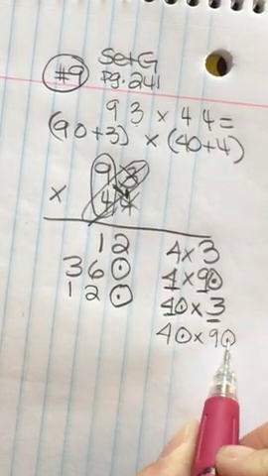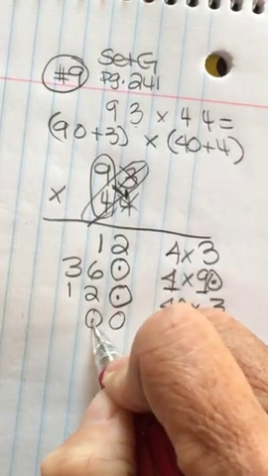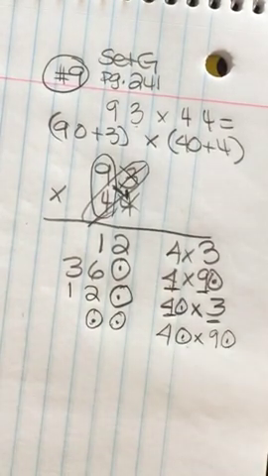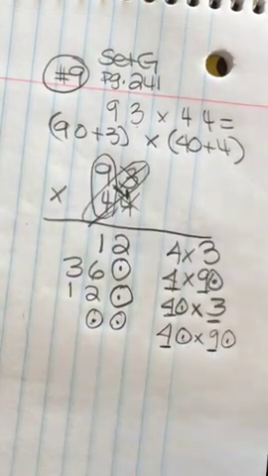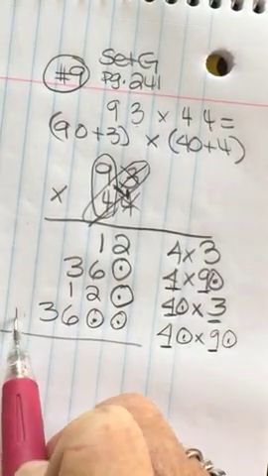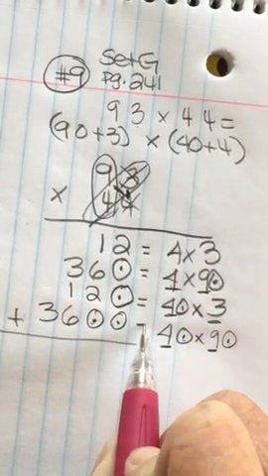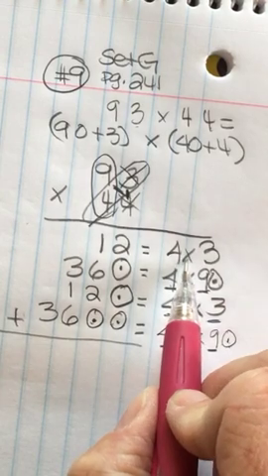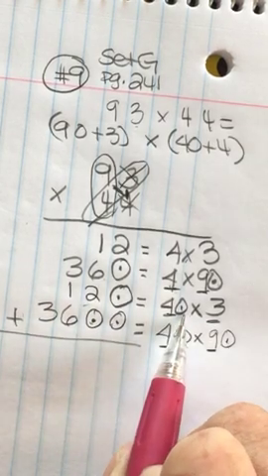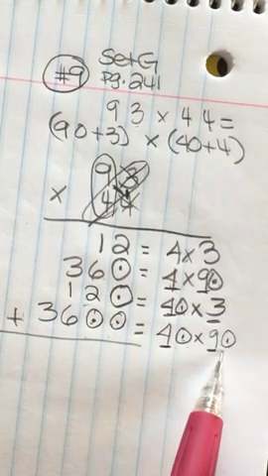And don't forget, now we have 2 base 10s that we have to represent, and when we put those together, 10 times 10 is 100, so we get 2 zeros to represent our hundreds place value. And then we have 9 times 4, we know that is 36 as a partial product, and we can add those all together. We can put our equal sign here because 12 is equal to 4 times 3. 360 is equal to 4 times 90. 120 is equal to 40 times 3. 3,600 is equal to 40 times 90.